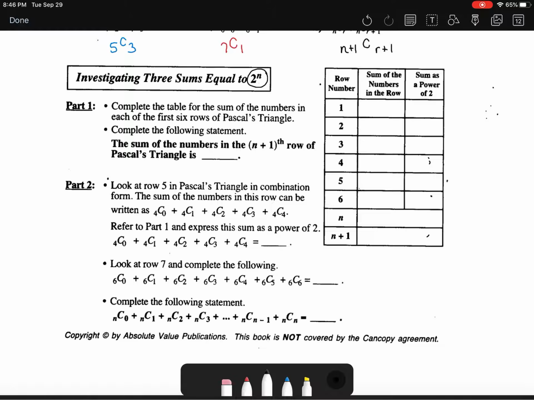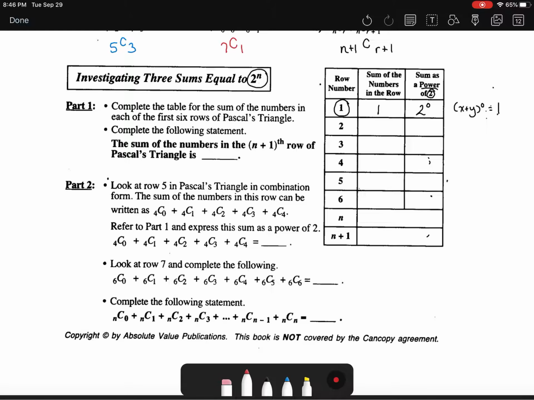Okay? So it says complete the table for the sum of the numbers in each of the first 6 rows of Pascal's triangle. So row number 1, that's what we're talking about here. Well, in row number 1, remember, this is x plus y to the exponent of 0. That's the binomial we're expanding in row 1. What is the sum of the numbers in row 1? Well, this is 1, so the sum of the numbers is 1. How do you write the number 1 as a power with a base of 2? Well, it's actually 2 to the exponent of 0.